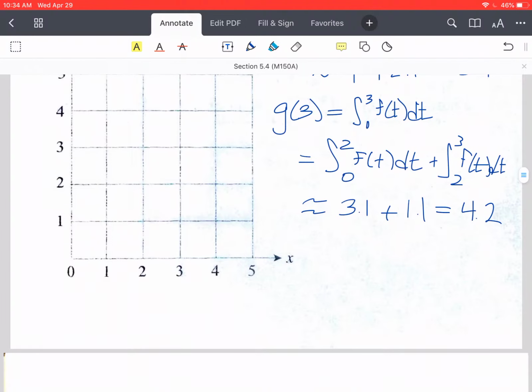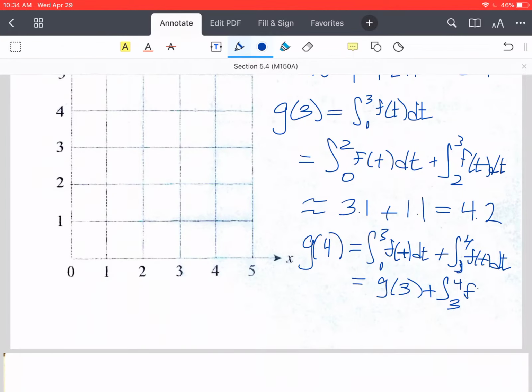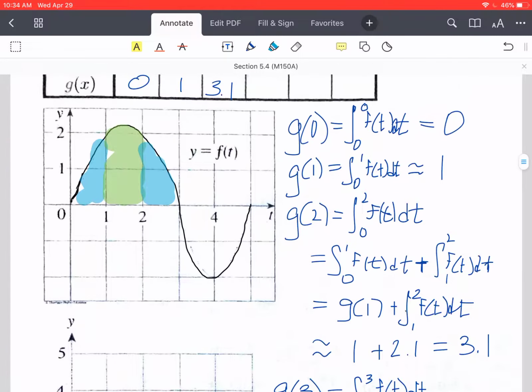And then for g of 4, so this one, again, integral from 0 to 4, so we can split this up, 0 to 3, plus 3 to 4. All right, so that is g of 3 plus that new area. So this is approximately 4.2. And then the integral from 3 to 4, so that one is going to be down here.